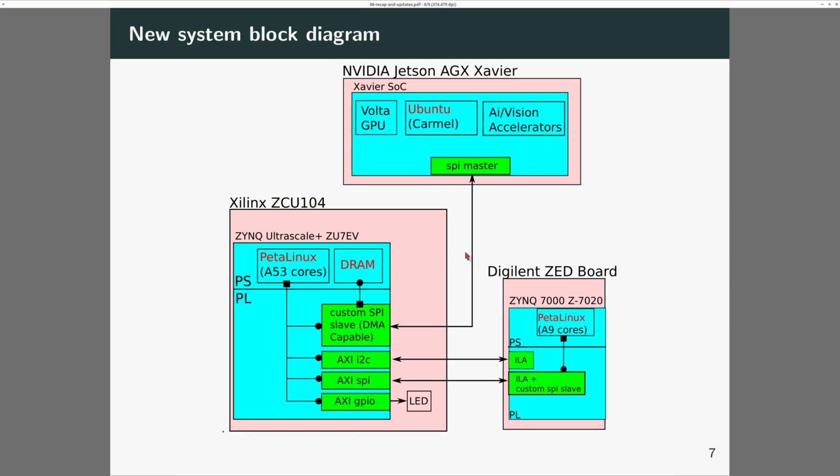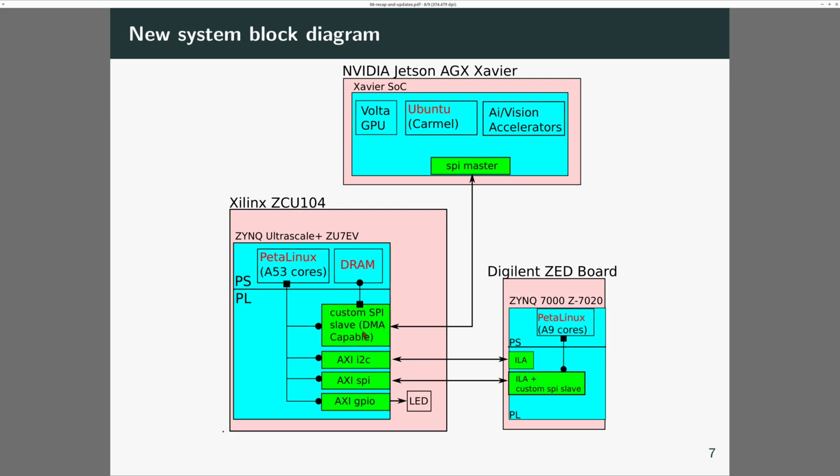So here is the block diagram of the updated design. We have Xavier SoC with Volta GPU, Carmel ARM CPU cores, all of those accelerators, massive processing power here. And then there is the SPI master, which is basically transferring and reading back data to ZCU104. And then here I have developed a custom SPI slave interface, which is DMA capable. Basically it is capable of directly writing the data into DRAM and reading the data from the DRAM without intervention of CPU. CPU only provides the addresses and the SPI slave does all of the rest itself.